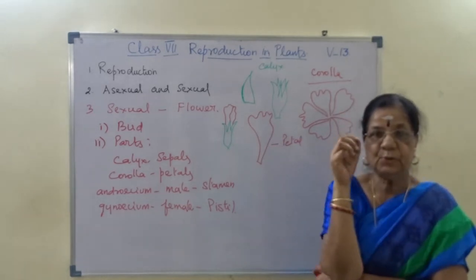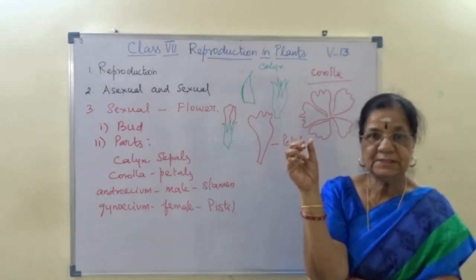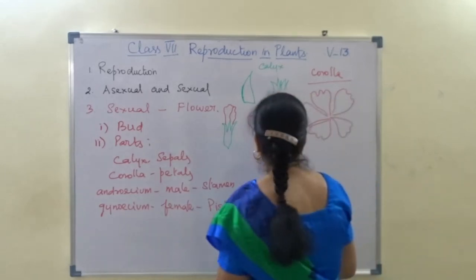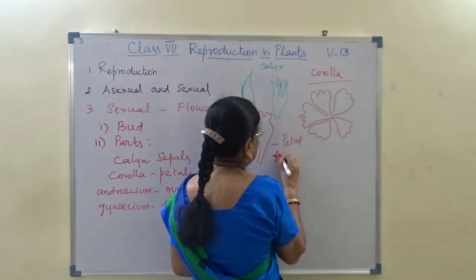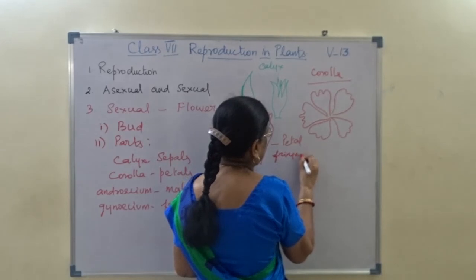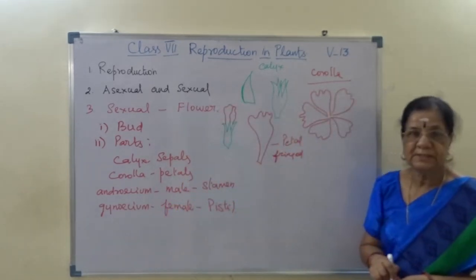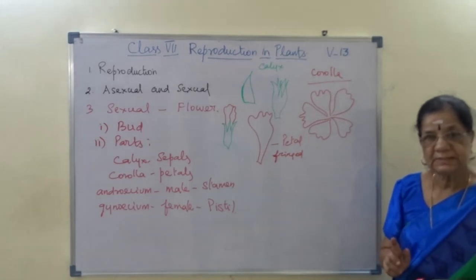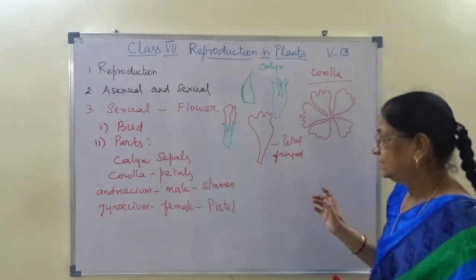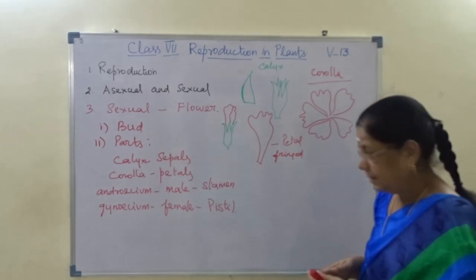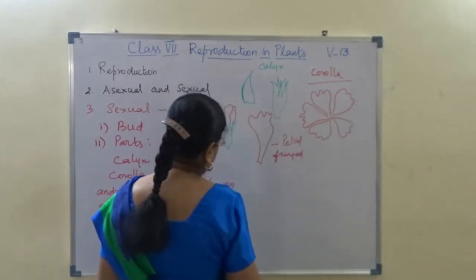In hibiscus, the petals are fringed. That is called a fringe petal. Fringe petals. I hope you understand this. Okay, so next one is the androecium, the male part of the flower.